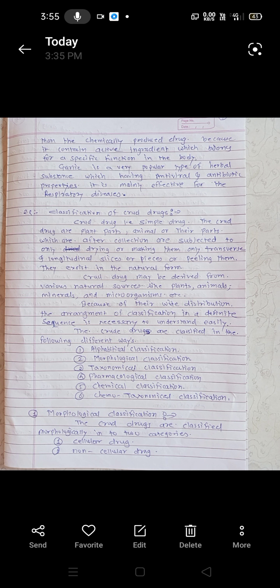Directly, we use the direct part of the plant for the preparation of the drugs. Hence, it is called organized drugs or cellular drugs. The other category is the acellular drugs, also called unorganized drugs. These drugs are products of plants, as well as of animals and mineral sources. Actually, this is unorganized, not a direct part that is used. It is a product of the plant that may be used for the preparation of a drug or as a drug. Hence, it is called unorganized drugs.